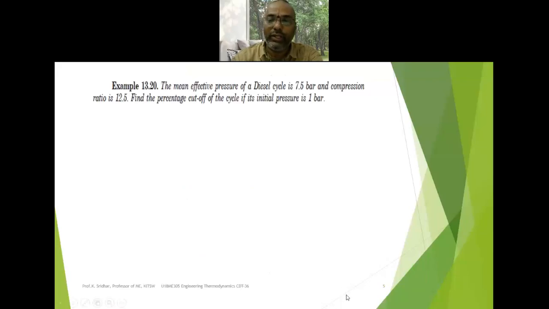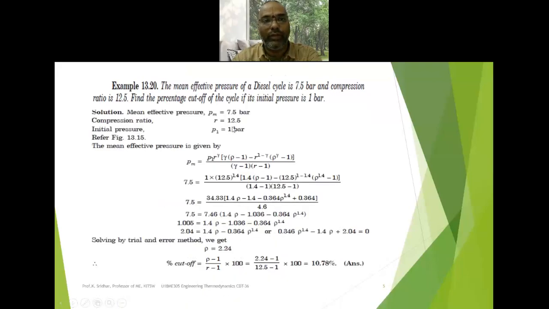The next question on the diesel cycle: the mean effective pressure of a diesel cycle is 7.5 bar. That is the MEP, the mean effective pressure. The compression ratio is 12.5, so r is 12.5. The initial pressure is also given as 1 bar. Now he is asking to find the percentage cutoff of the cycle.